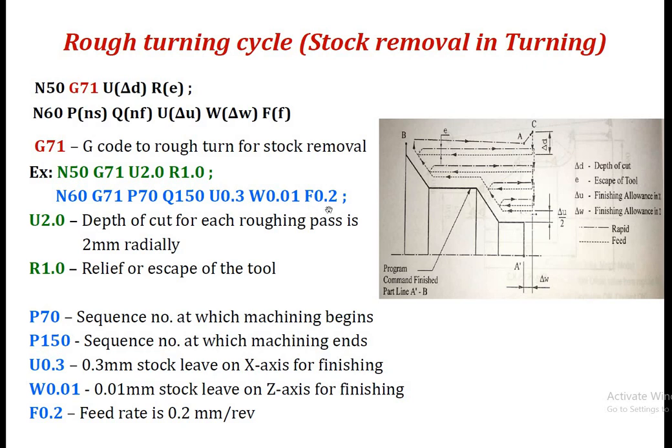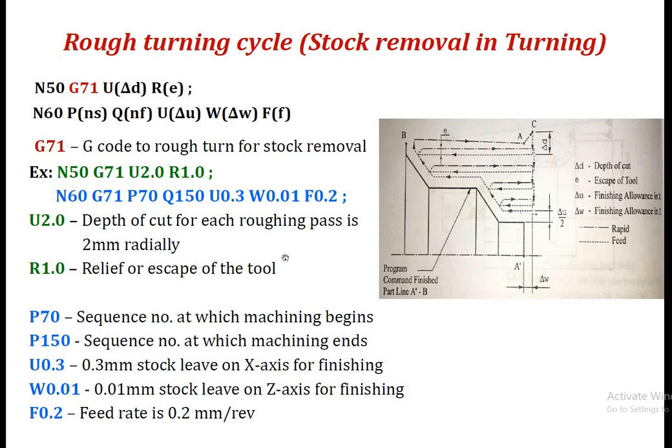Next is F 0.2. F 0.2 represents the feed rate, that is 0.2 mm per revolution. In the second block we have defined the sequence number at which the machining begins. Q represents the sequence number at which machining ends. U represents stock left on the x-axis for finishing, W indicates stock left on the z-axis for finishing, and F represents the feed rate. So this is the rough turning cycle.